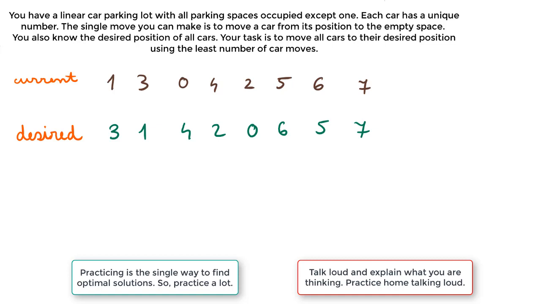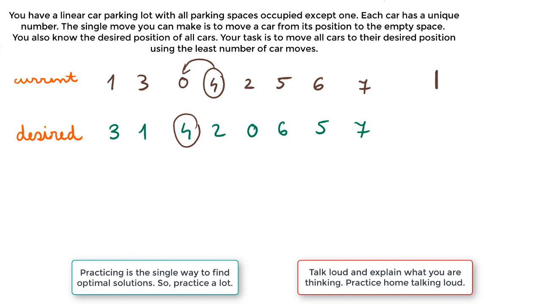Now the easiest move I can do is to put a car on the empty space, which is 0. And this might be a very useful operation when I put the car that is desired on that position on the empty space. So if I put 4 on the empty space, then 4 will arrive on its desired position in just one move. So we see that there is one type of move which requires just one operation.